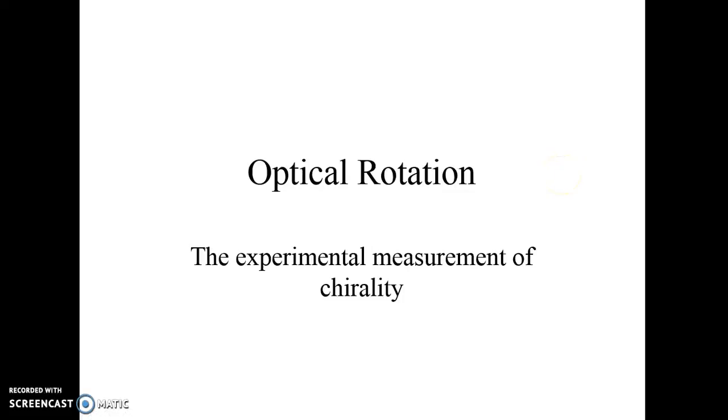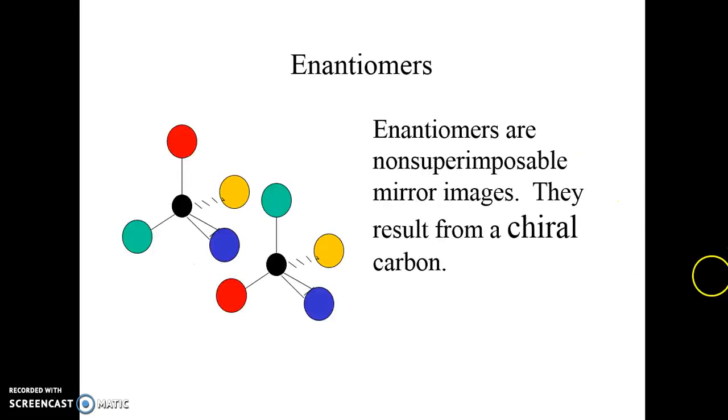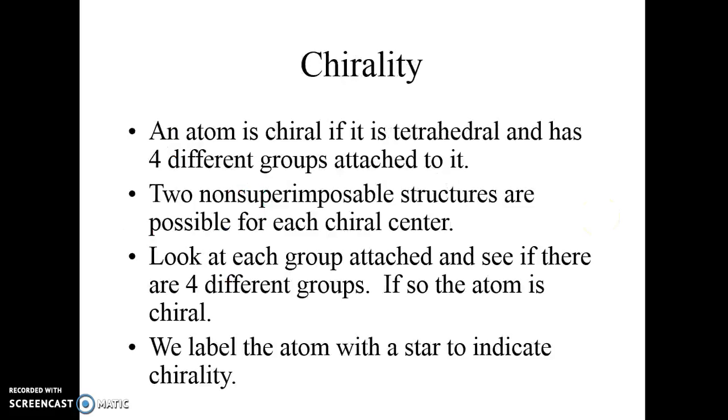Along with our vacuum distillation, we're going to take the optical rotation of the sample that you distill. And so we're going to experimentally measure the chirality of the compound. Just to refresh your memory, enantiomers are non-superimposable mirror images, and they result from a chiral carbon. If an atom is chiral, it is tetrahedral and has 4 different groups on it.